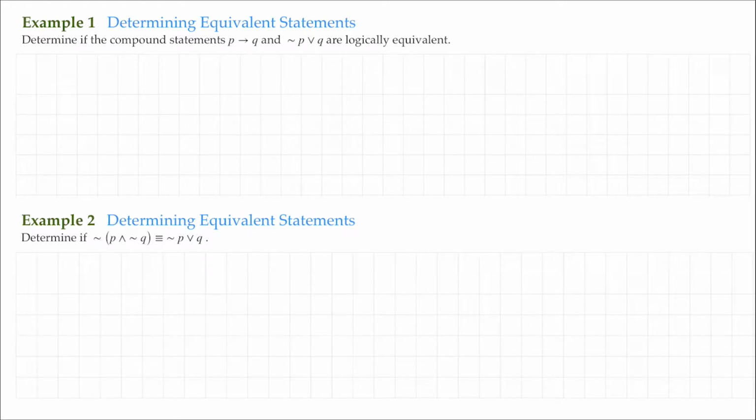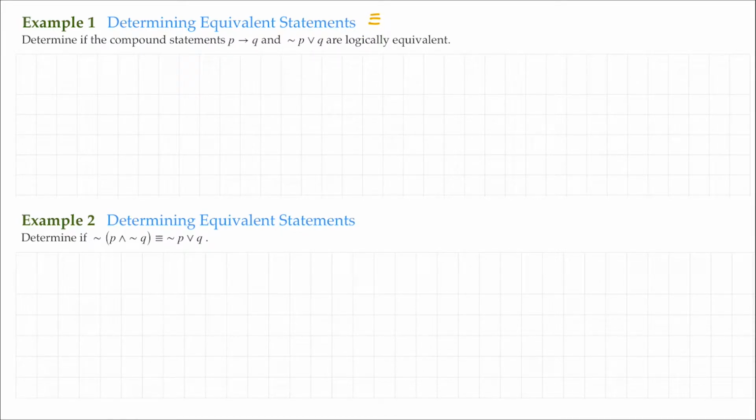Hopefully, as you progress through this chapter, you've noticed that there are all types of compound statements that seem to have identical truth value outcomes. If two compound statements have identical truth value outcomes, then they're known as being logically equivalent. And logically equivalent is labeled with this equal sign here, except it's an equal sign with three lines.